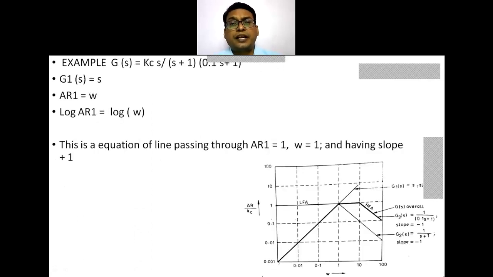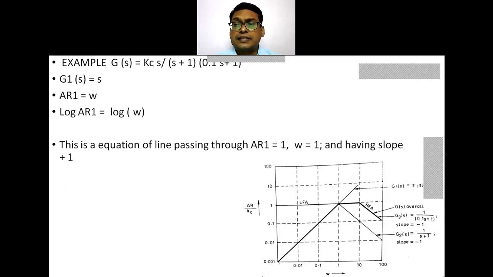Now the next numerical is G(s) equal to Kc s upon (s plus 1) into (0.1 s plus 1). So there are three transfer functions. One is s, second is s plus 1, and the third is 0.1 s plus 1. One by one we will consider and draw the individual lines.